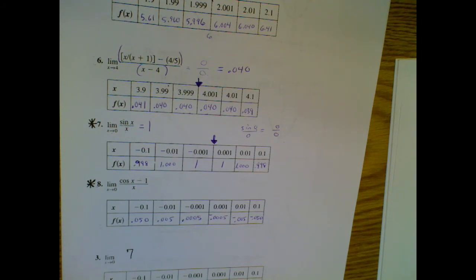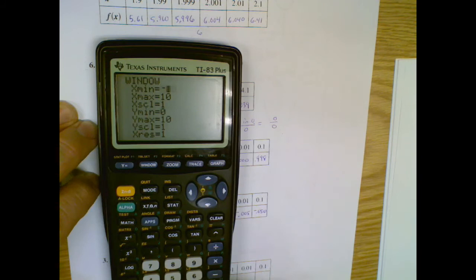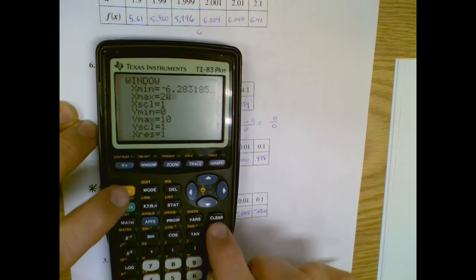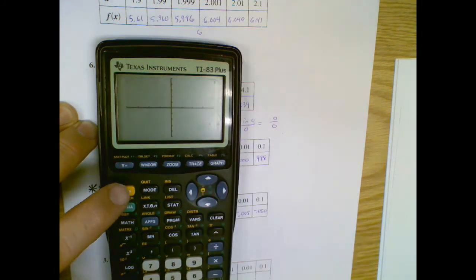If you're doing the 12 basic functions from pre-calc, this should probably be the 13th basic function. It is used quite a bit. You just kind of got to know what sine of x over x looks like. I'm typing it in, and I'm going to look at the window. Let's go from negative 2 pi to 2 pi, and we'll count by pi over 2s or something silly. I don't really care. The y min will do negative 5 and 5. I think you'll get the idea.